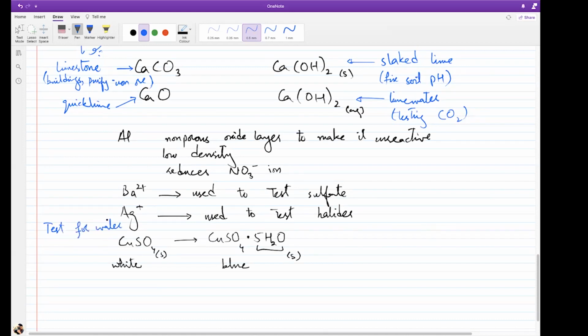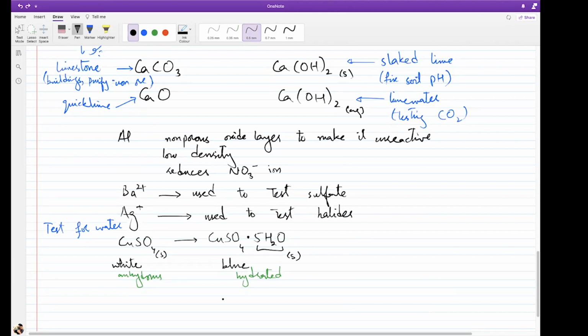आपके पास anhydrous copper sulfate आता है. This is anhydrous. Okay, anhydrous means that it doesn't have water, and this one is hydrated because it has water of crystallization. So copper 2 sulfate, which is anhydrous, is white, and when you add water to it, it becomes blue, which is a test for water. So this is a test that we can use for water.